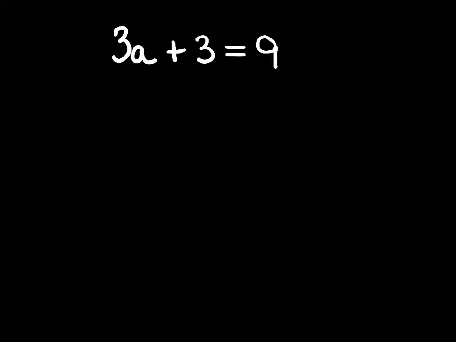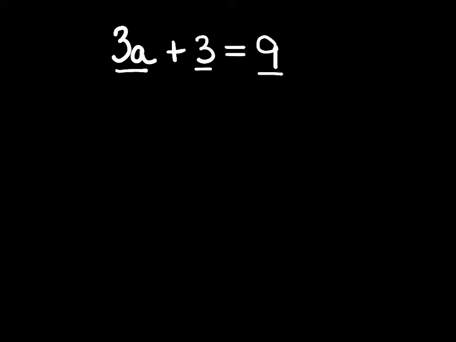To do that, we combine like terms. We have three terms in this equation. We have 3a, plus 3, and 9. Okay? The a is currently attached to a 3. The 3 and the 9 are by themselves and have no variables. So that's where we'll start.